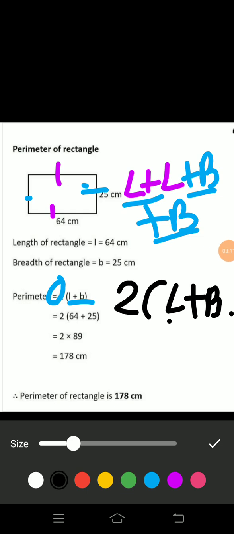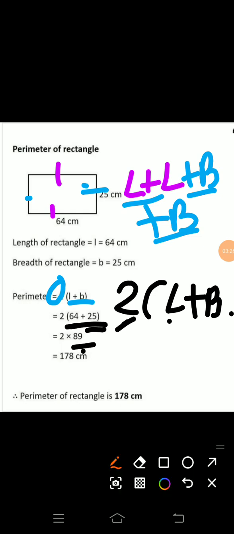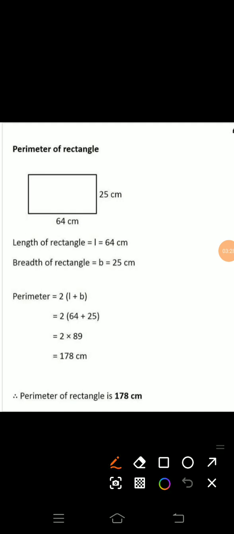Now what you will do, you have been given L, so you have written here 64, B 25, you will add both of them and you'll get the answer 89. Whatever answer came here, you have to multiply it with 2, because the formula is 2(L plus B). So you have written L here, B here, and after adding L plus B, you have multiplied with 2, and here you got the answer.